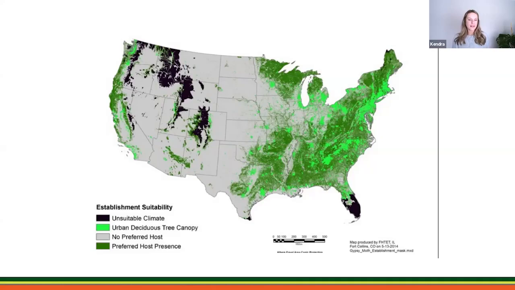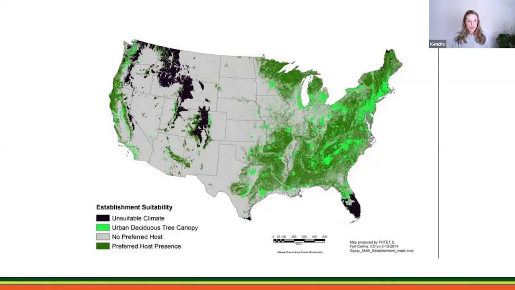This is mostly because, as I said, of climate. We can see areas like South Florida likely just too warm for spongy moth, and areas like South Texas. Next, we see urban deciduous tree canopy. Now, these are the areas on the map that are really in fluorescent bright green.